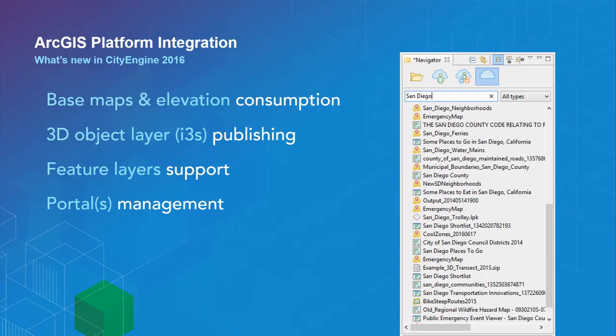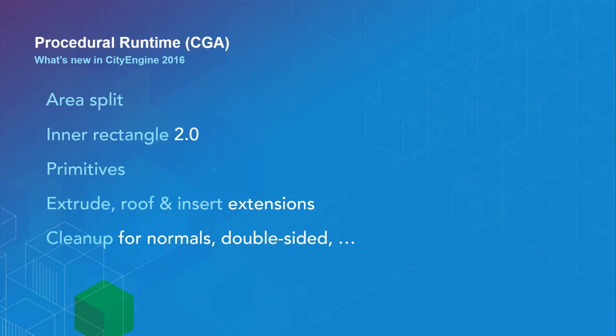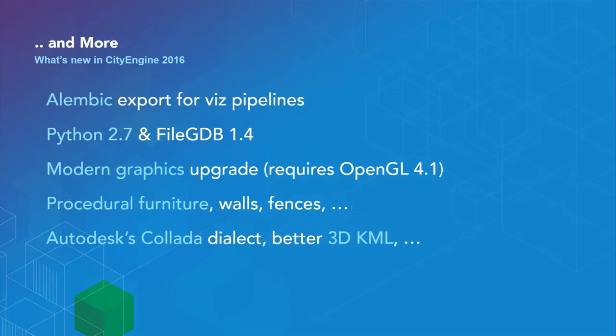And then lastly, that whole interface where we can now search Portal, search ArcGIS Online, manage content, add content, etc., directly from CityEngine. There's a series of new functions within computer-generated architecture, CGA, the scripting language behind it. They're pretty cool. Let me just talk a little bit about them.